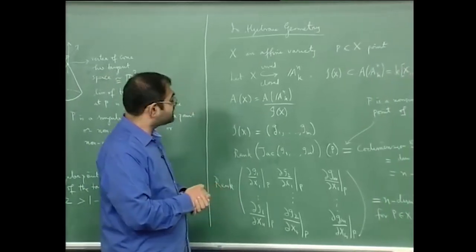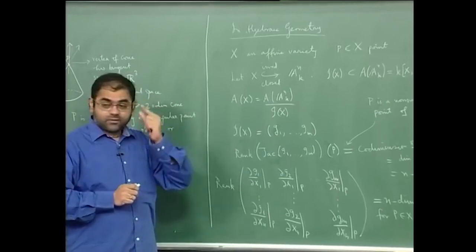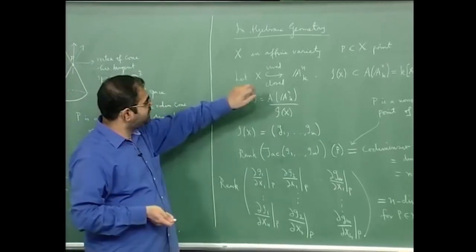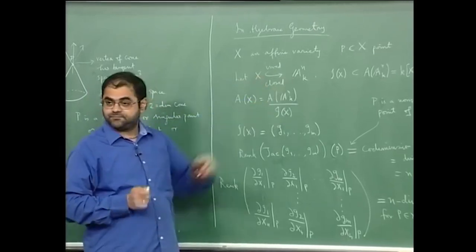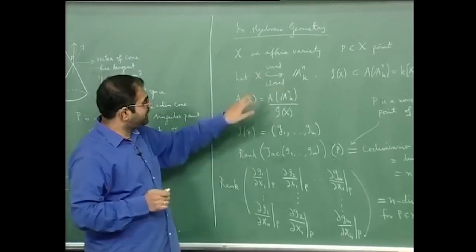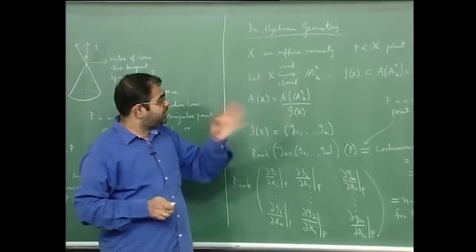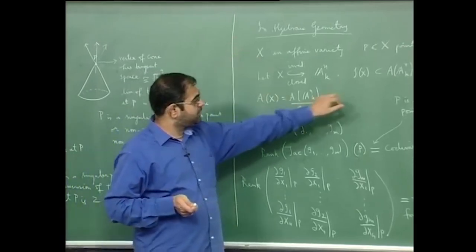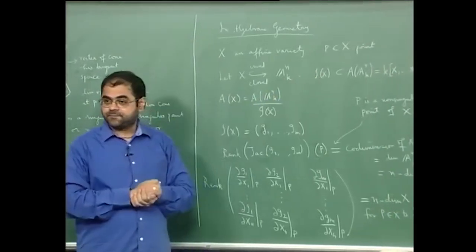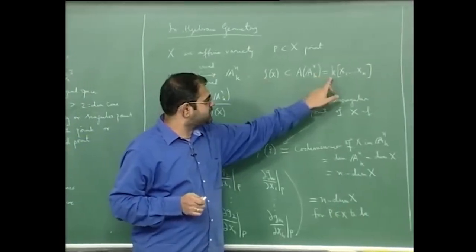The more serious thing is this numerical business here. You see, there is a lot of ambiguity here. The same affine variety could be embedded in different affine spaces. I could embed this same affine variety in AN. I could also embed it in some AM. If I embed it in a different AM, then the ideal will change. So this ideal depends on the embedding.